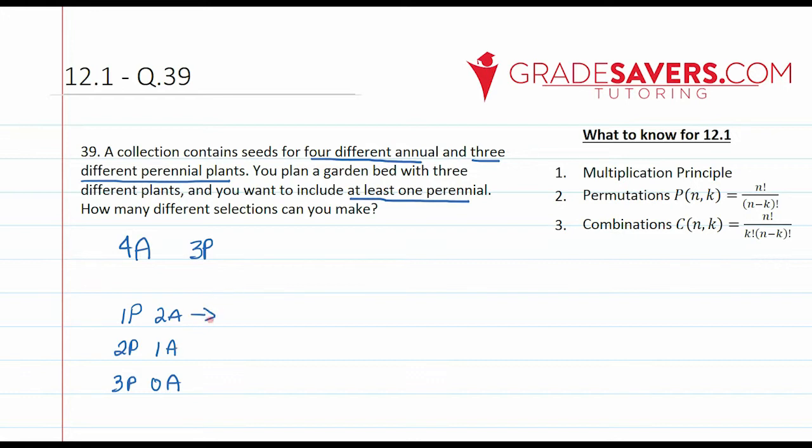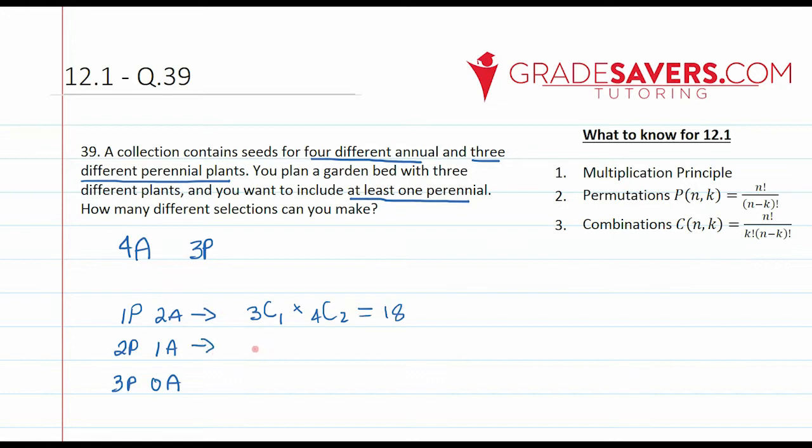So the way we can figure out the number of combinations in which to plant 1 perennial and 2 annual is, well, we have 3 different perennial plants to choose from, and we choose 1. So 3 choose 1 multiplied by 4 choose 2, which if we plug into our calculator is simply equal to 18.